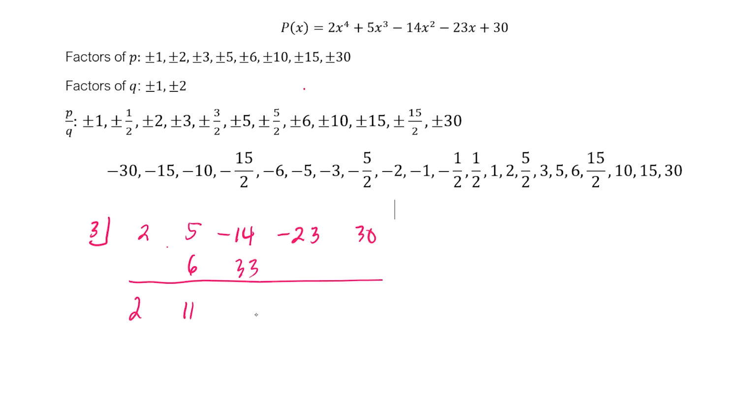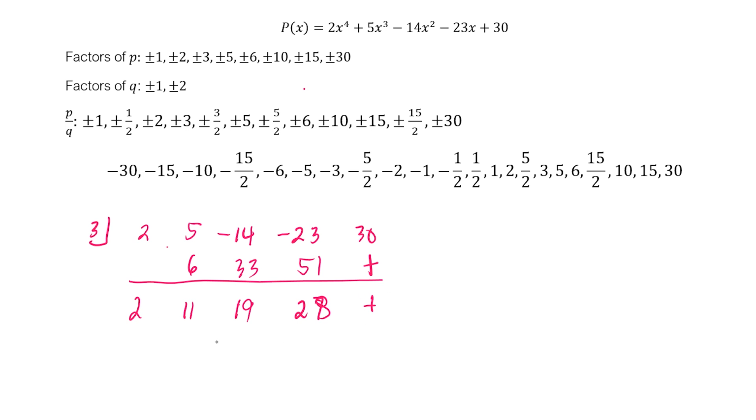19. Positive 19 times 3, 51. 51 minus 23 is 28. Positive 28. 28 times 3, that's positive. Alam ko na positive yan. That's positive din to. Yeah, okay. So we have 2, 11, 19, 28, and then a positive number here.